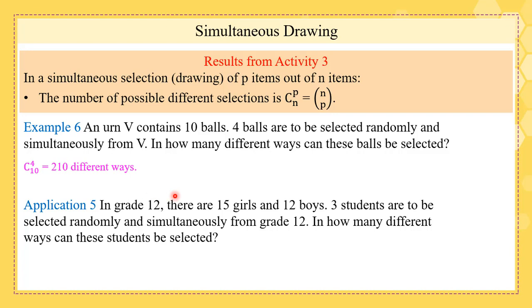Now in grade 12, we have 15 girls and 12 boys. We need to choose 3 students simultaneously. What is the number of different selections? Try to do it alone. Well, similar to example 6, we're going to have 27 students and we need to select 3 out of them simultaneously, so it will be a combination.